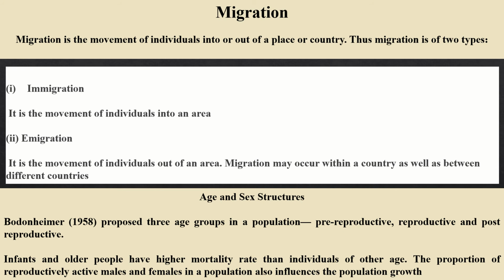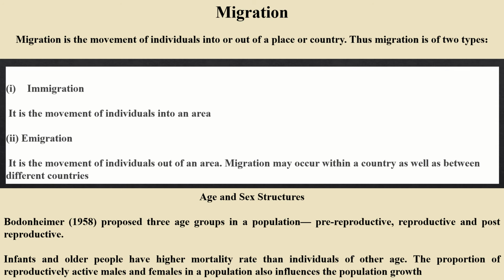So, migration may occur within a country as well as between different countries. You can often leave this particular state or country and go and settle somewhere else. Somebody else from some other states or countries can also come in and settle in your place. So, immigration and emigration play a very important role in controlling population growth.